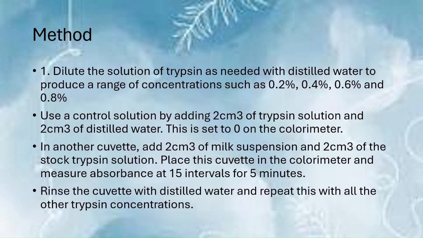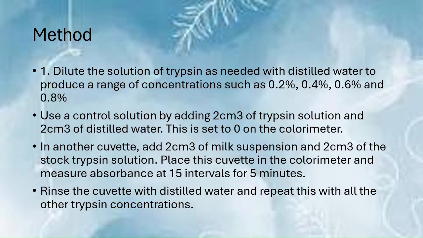Method. So dilute the solution of trypsin as needed with distilled water to produce a range of concentrations such as 0.2%, 0.4%, 0.6%, and 0.8%. Use a control solution by adding 2 centimeter cubed of trypsin solution and 2 centimeter cubed of distilled water. This is set to 0 on the colorimeter.